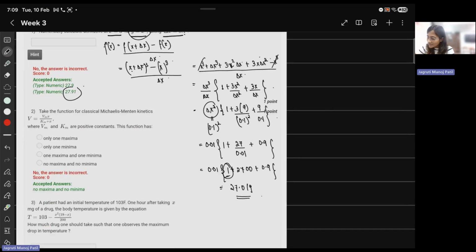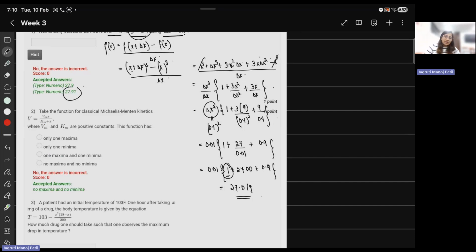Take the function for classical Michaelis-Menten kinetics, like V equals Vmax x by Km plus x, where both of them are positive constants. So they are asking us whether this function has a minima, a maxima, a minimum and maximum, or nothing.